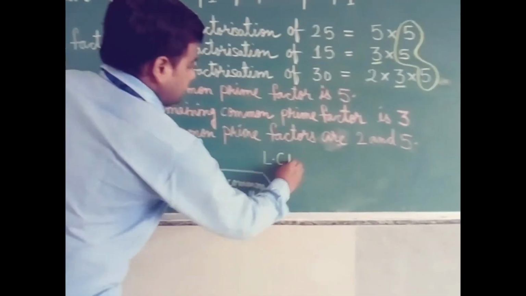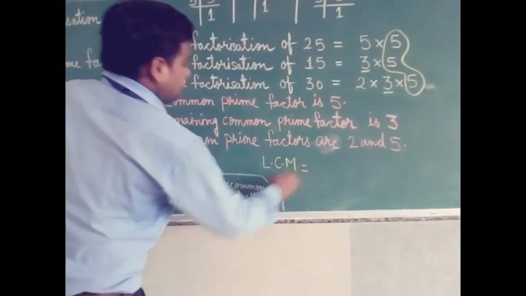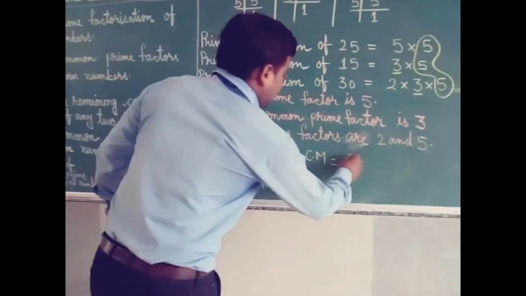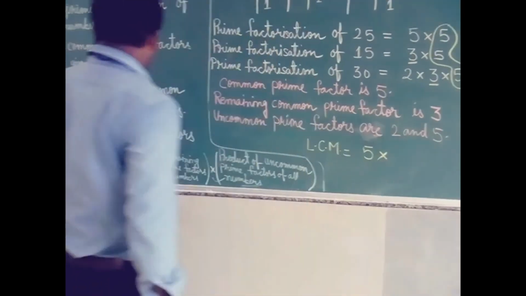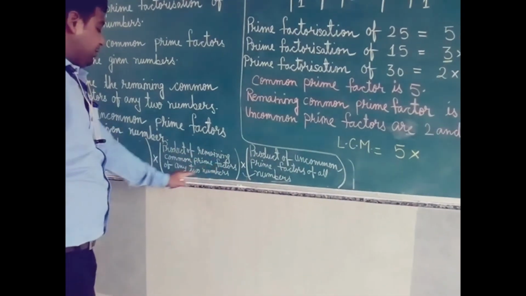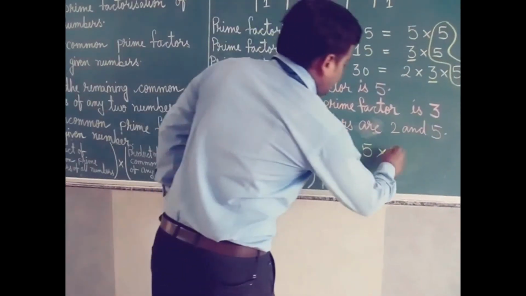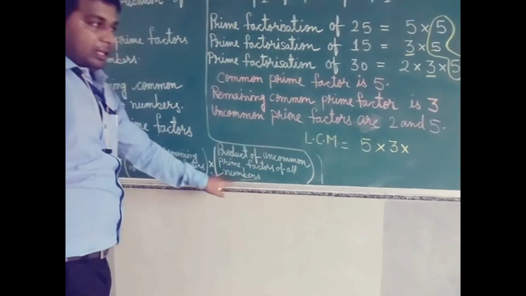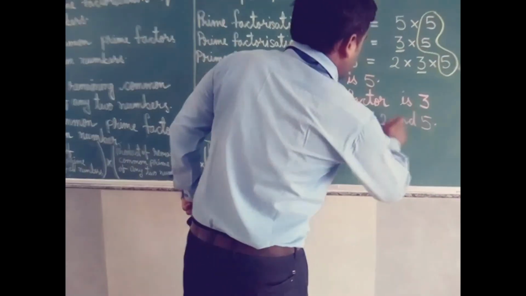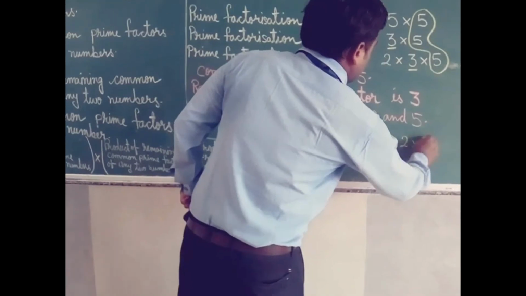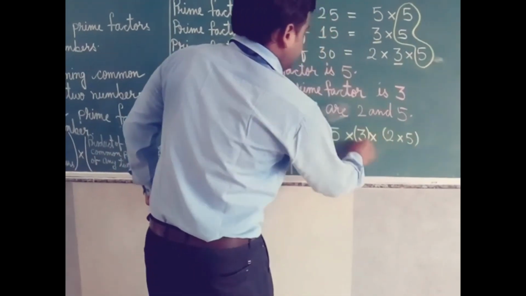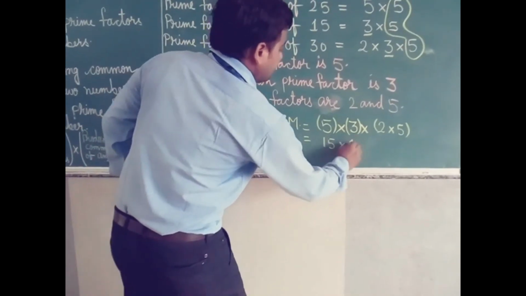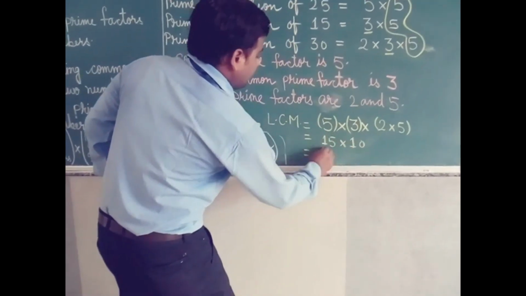LCM is equal to product of common prime factors of all the numbers, that is 5, into product of remaining common prime factors of any two numbers, that is 3, into product of uncommon prime factors of all the numbers, that is 2 and 5. Which gives you 15 into 10, that is 150.